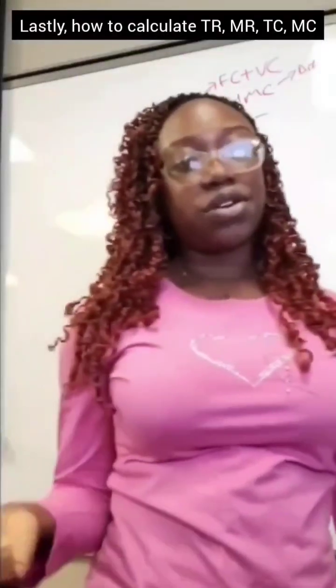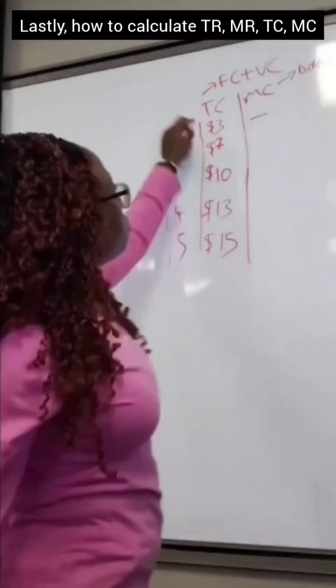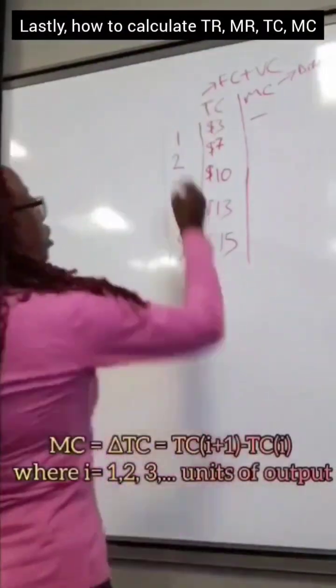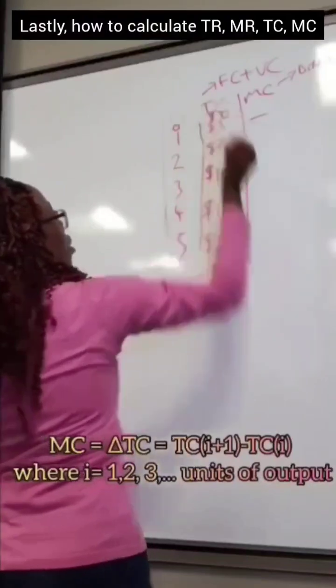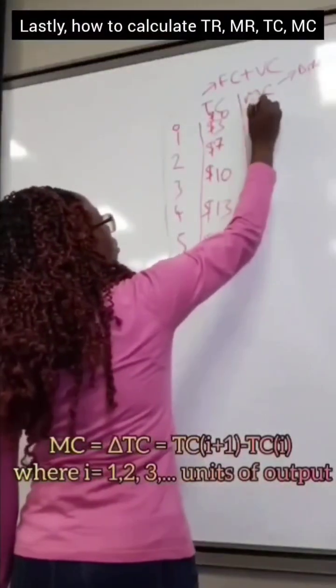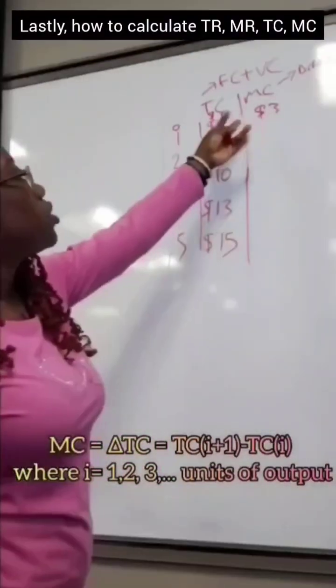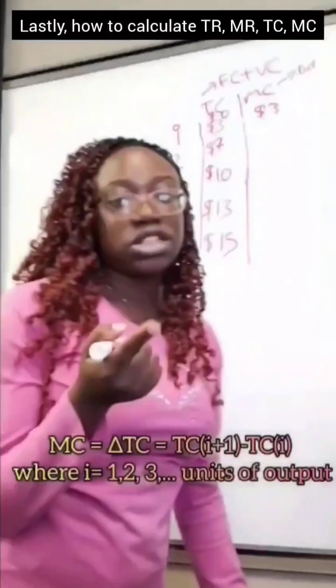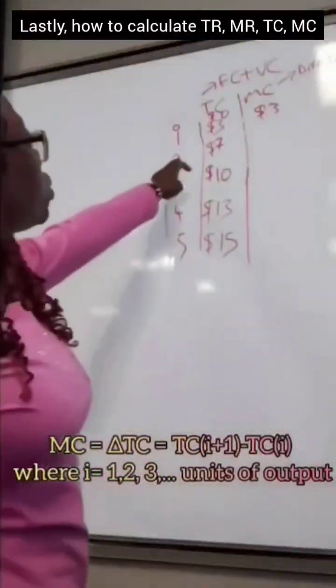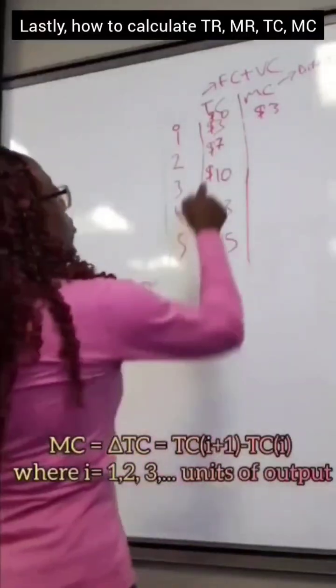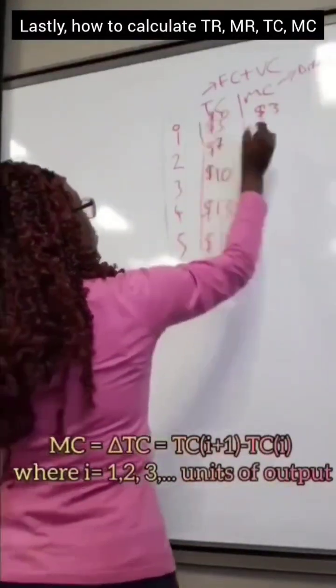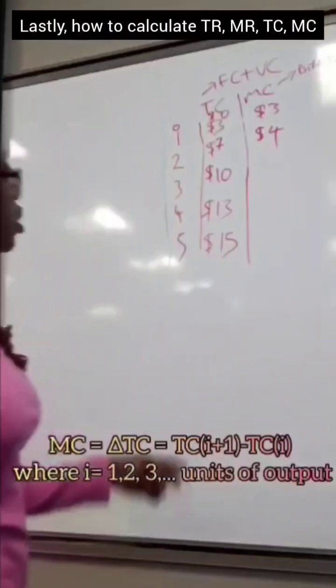How are we going to calculate the marginal cost? At a quantity of 0 units, you have $0. So your marginal cost at 1 unit would be $3, because that's the difference between producing 1 unit and not producing any units, right? Okay, at the quantity of 2 units, what is your marginal cost? Your marginal cost is just the difference in total cost. So $7 minus $3 gives you $4. That's your marginal cost at 2 units.